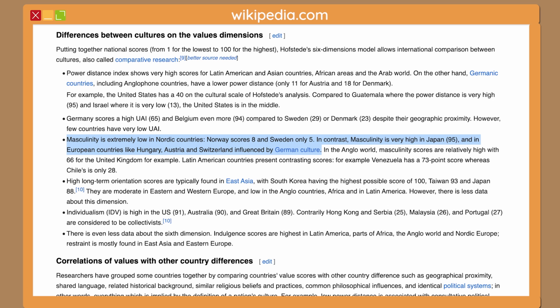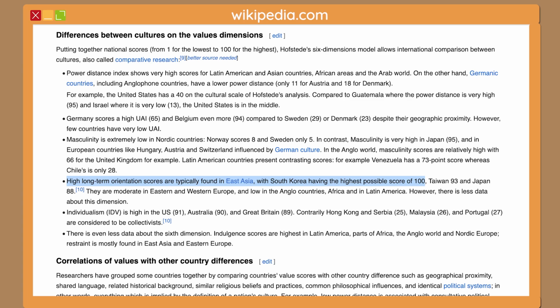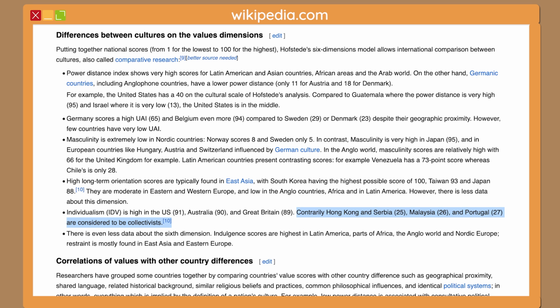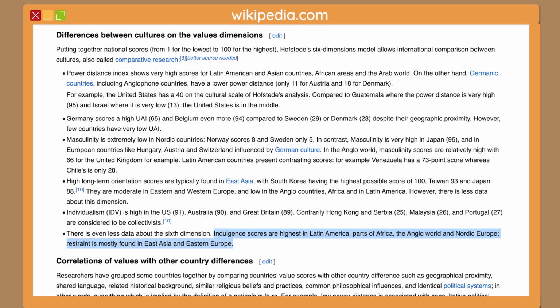In contrast, masculinity is very high in Japan and in European countries like Hungary, Austria, and Switzerland, influenced by German culture. High long-term orientation scores are typically found in East Asia, with South Korea having the highest possible score of 100. Wow. So South Korea is really all about the long term. Individualism is high in the US. Contrarily, Hong Kong and Serbia, Malaysia, and Portugal are considered to be collectivists. There is even less data about the 6th dimension. Indulgence scores are highest in Latin America, parts of Africa, the Anglo world, and Nordic Europe. Restraint is mostly found in East Asia and Eastern Europe.